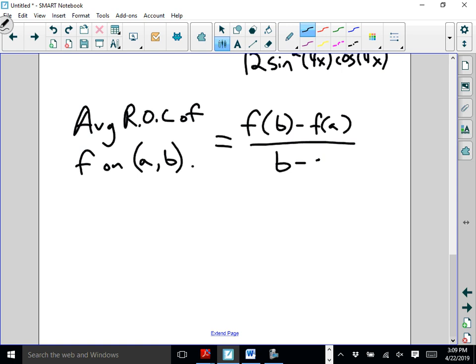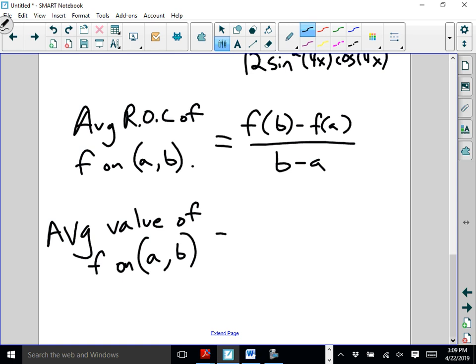Okay. Average value of F on AB, that is our integral formula, which is 1 over B minus A, integral A to B of F of X dx. Both of these will be assessed on the exam, and it's of paramount importance that you know the difference between those two definitions. Okay, that's it.